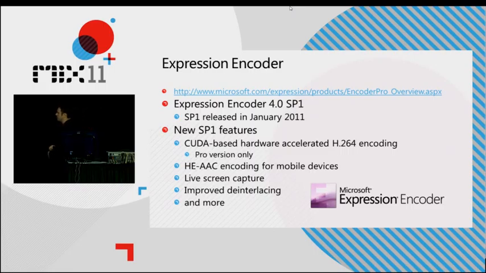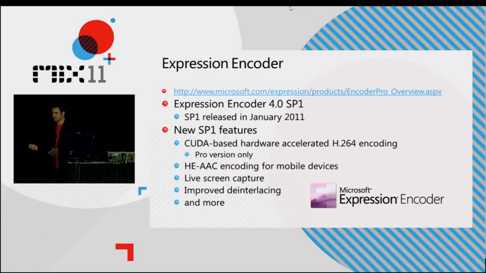Expression Encoder, like I mentioned, is our in-house encoding product. The most recent version is 4.0, and we just released a service pack for that 4.0 release back in January. With Expression Encoder, it's kind of funny. Every time they do a service pack, they really put a lot of features in it. So these are really more like .5 releases than they are service packs.